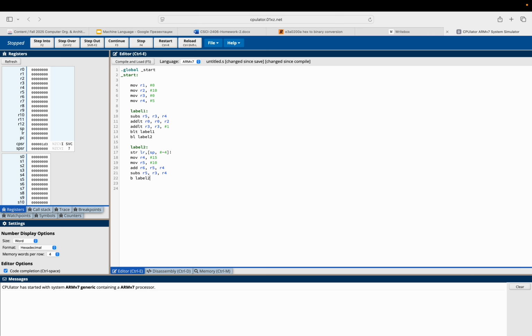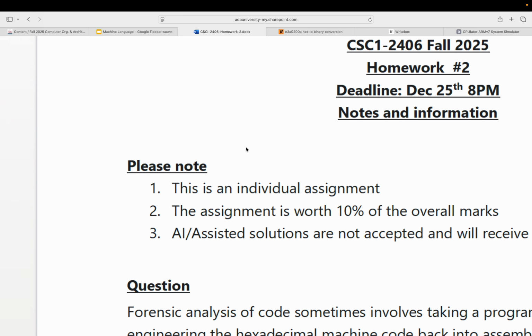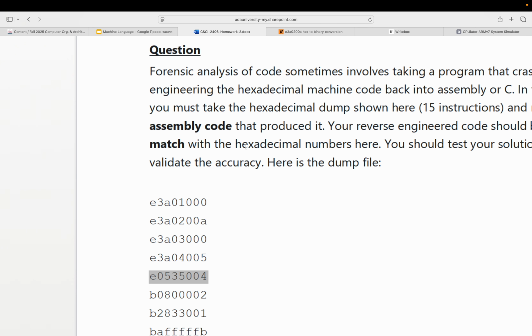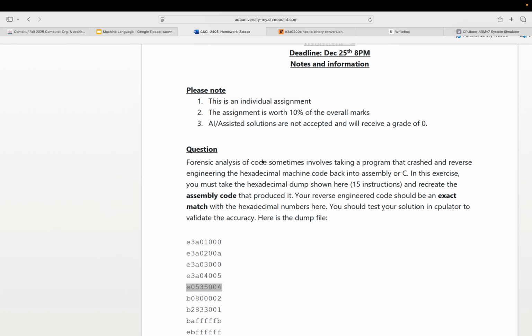B label 2. Yes, so what happens here basically is that the branch goes back to label 2. It creates the infinite loop, which is also unconditional. And basically what is the problem with this code? So part of the homework was to understand why it is incorrect basically.